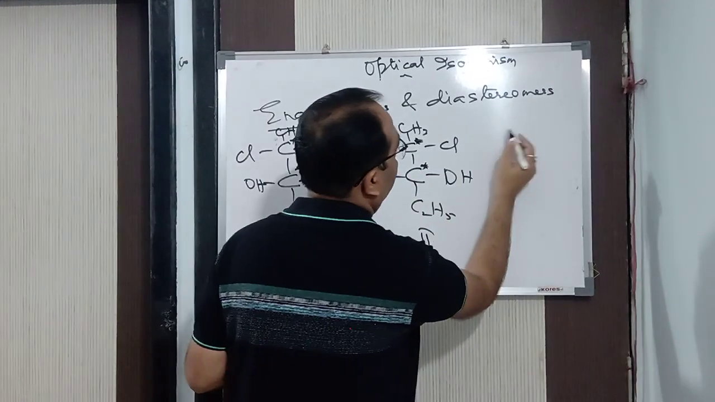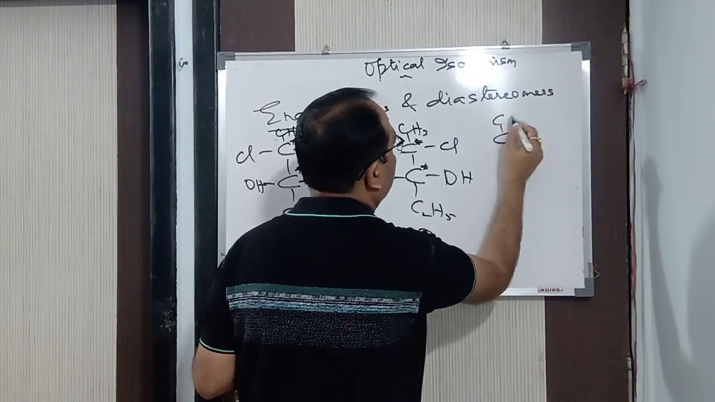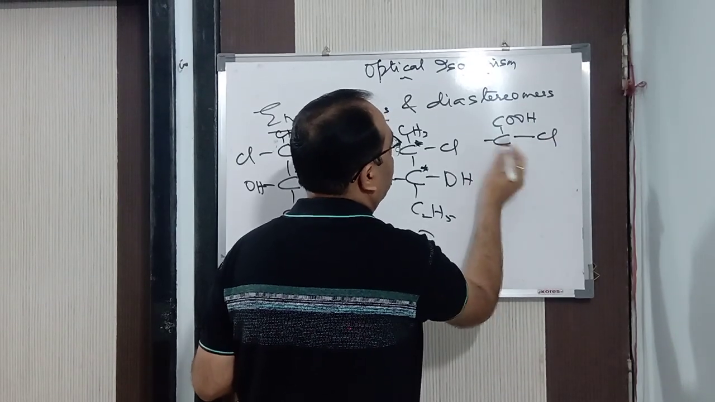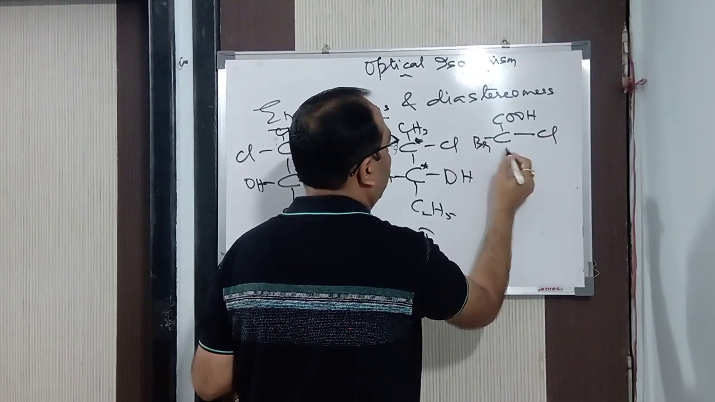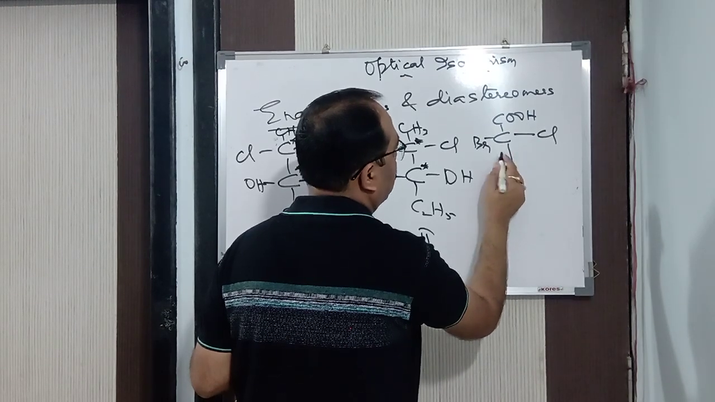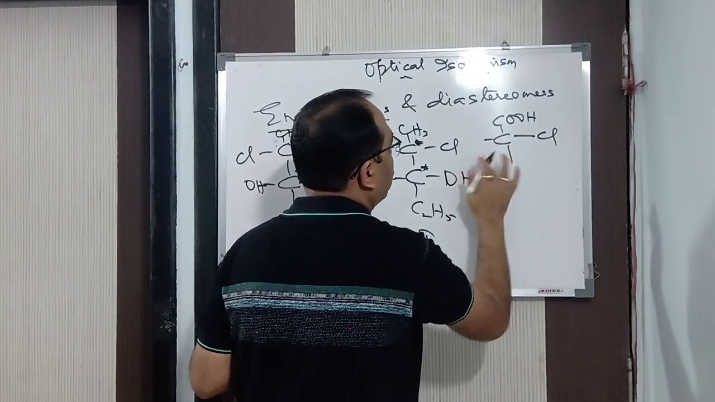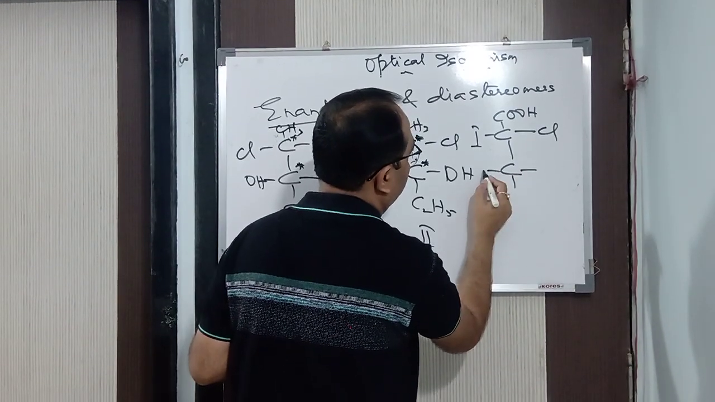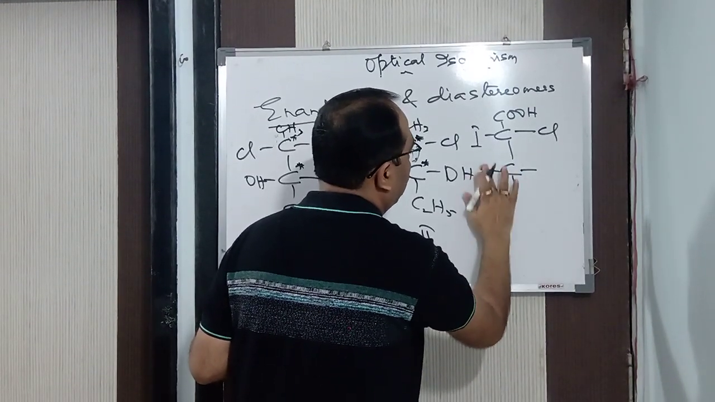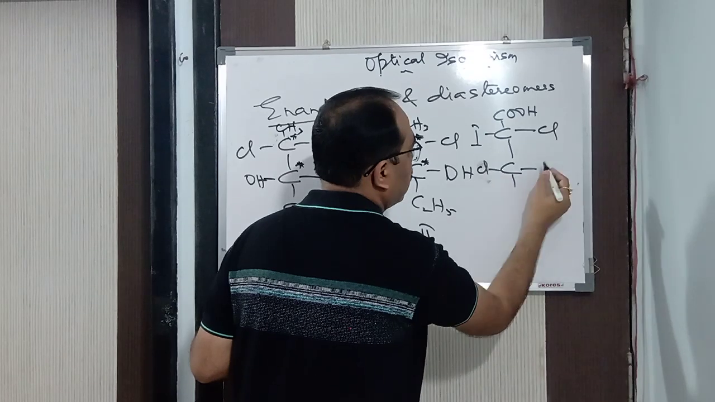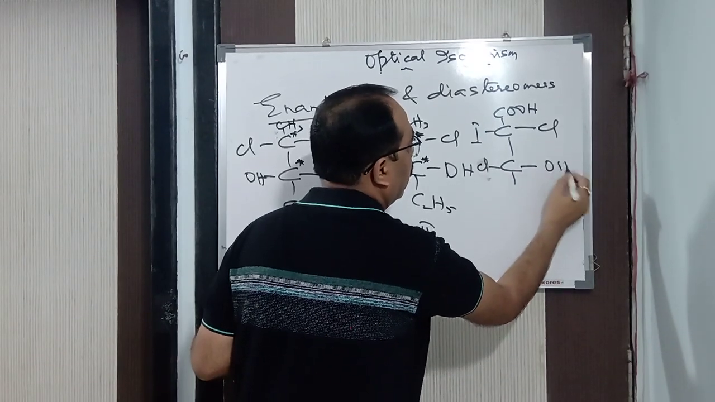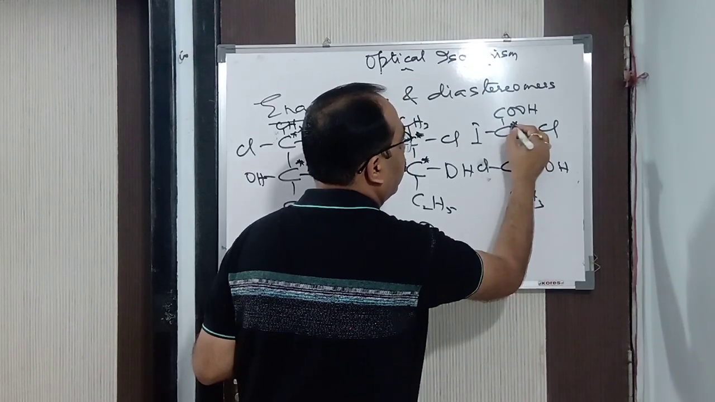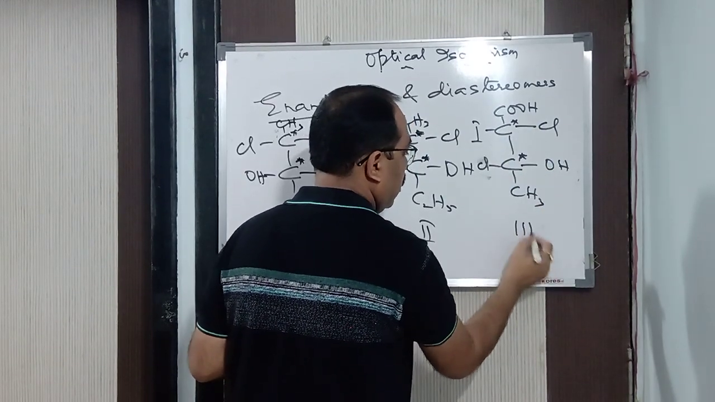Now I am putting another one. The next one I am drawing: here COH, here Cl, here Br, here let me put I, and here C, and here let me put Cl. I don't have the space here unfortunately. Here OH and here CH3. Okay, so this is the third one.